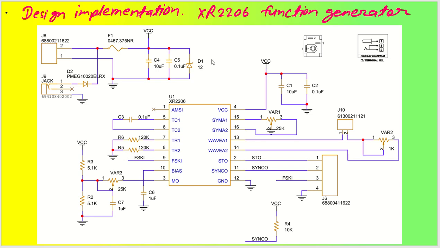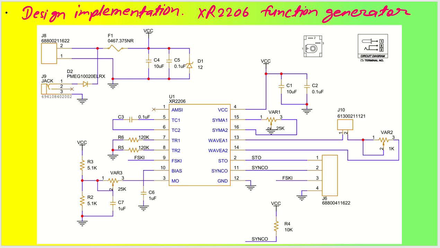Namaskar my dear friends. Let us talk about the XR2206 function generator. It has a capability of generating a square wave, sine wave and triangular wave as well. So this is the complete implementation that we will be talking about, and what are the different things that have been taken care of here.